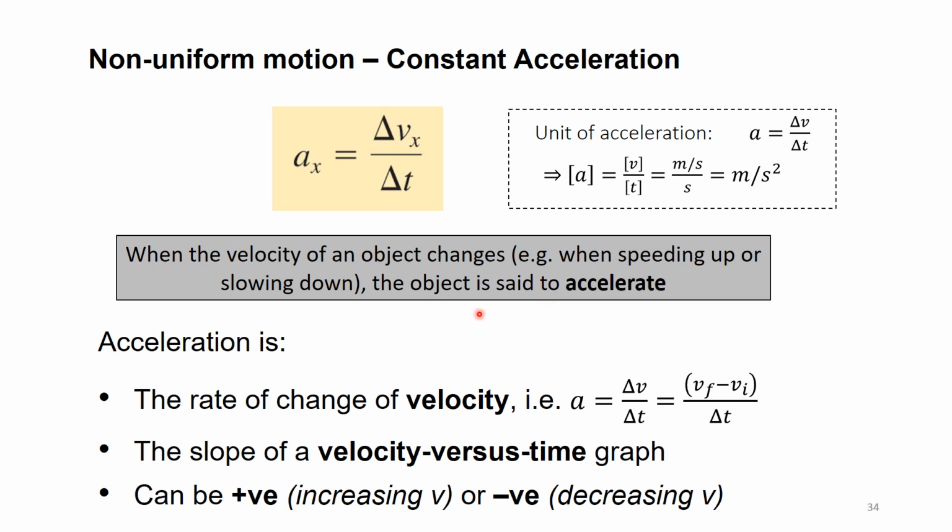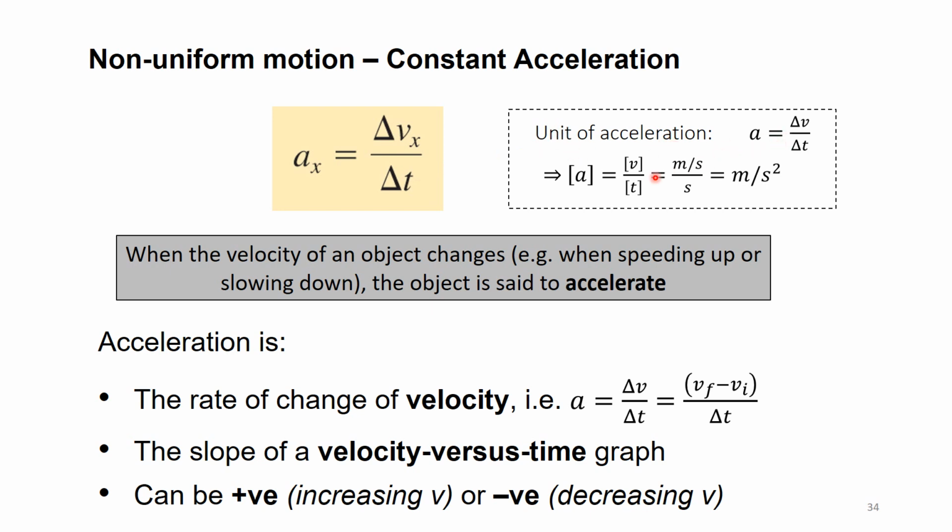So how do you find the acceleration? You find it using this equation here. You divide delta v, the change in velocity, over change in time, and you get the acceleration. You can compare it with the equation for velocity. Velocity was displacement over time, so it was change in position over time, and acceleration is change in velocity over time.